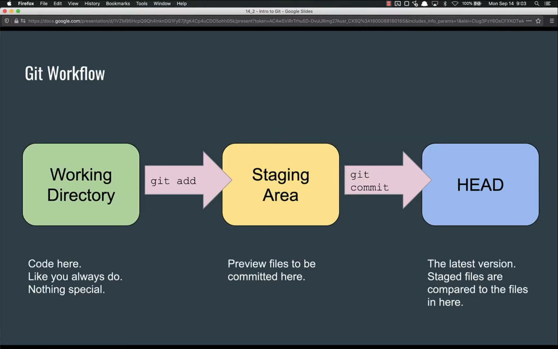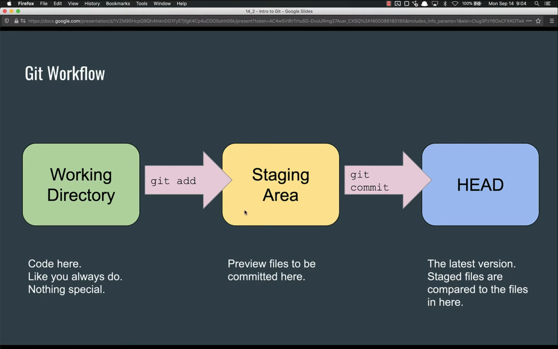So here's the basic workflow. First off, you have your working directory. You're going to code here like you always do. Nothing is special about that. Then you run git add, which adds whatever you choose, because you can add individual files, you can add everything. You can pick from the working directory what parts you want to add to the staging area. The staging area allows you to preview files that are going to be added to a commit.